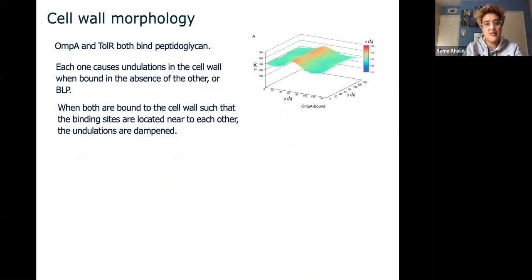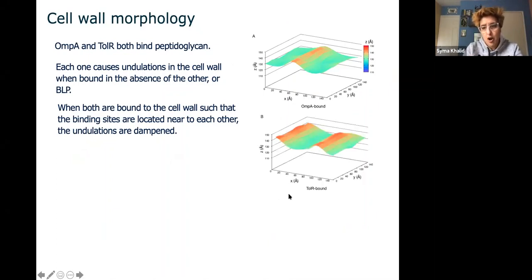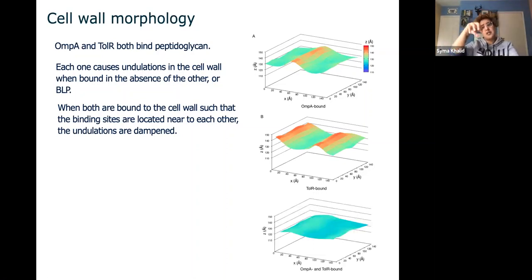And interestingly, we found that if we look at the morphology of the cell wall itself, when we only have the protein bound from the outer membrane side, you can see you've got a slight distortion in the cell wall. I mean, nothing like we were seeing when we only had these short regions, but nevertheless, it's not flat. And equally, if only TolR, so the protein from the inner membrane side, is bound, again, we see a slight undulation in the morphology. When both proteins are present, we get a really nice flat cell wall.